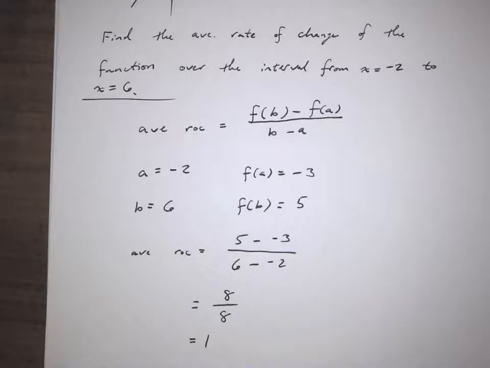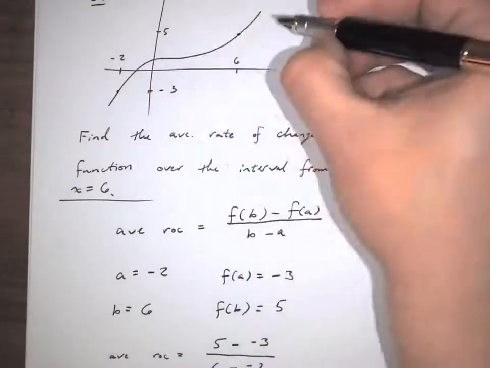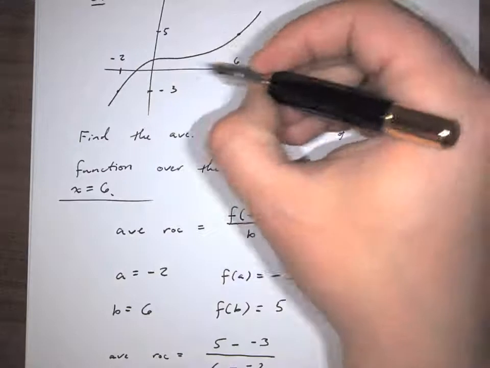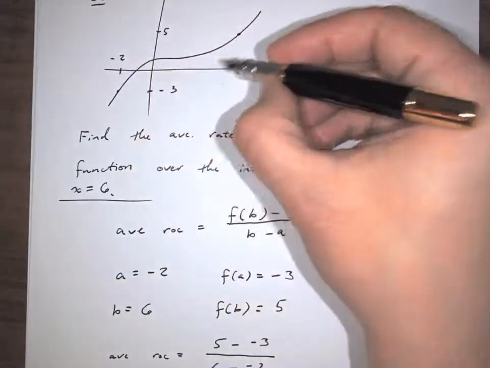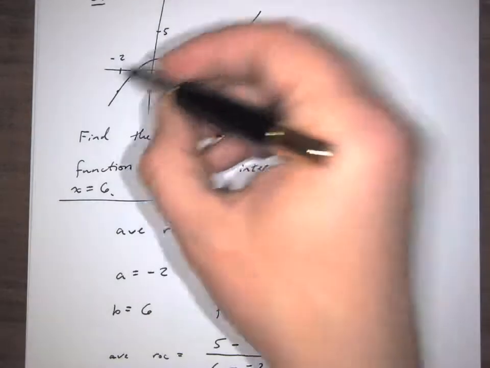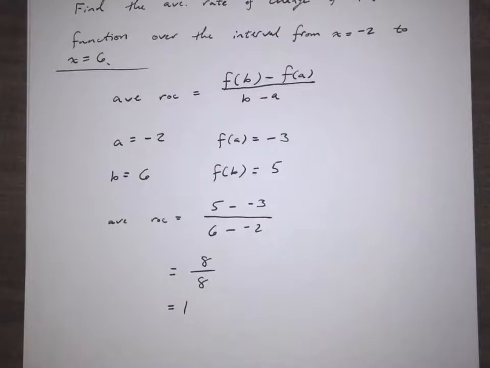Now the meaning of the average rate of change is that over this interval, if you ignore the twists and turns of the function, on net, over the 8 x values it has gone up, it has been going up at an average rate of 1 y value for each x. This is an average rate of change of 1 y value per x.